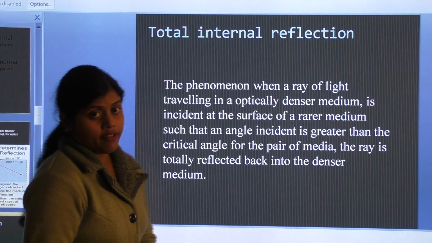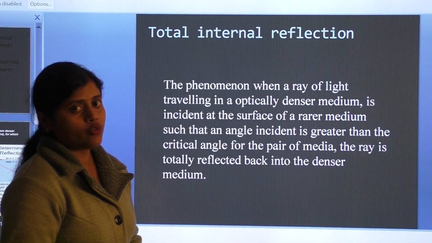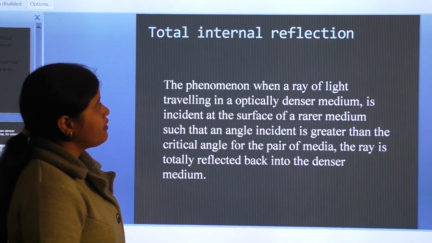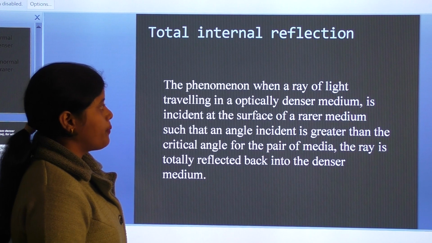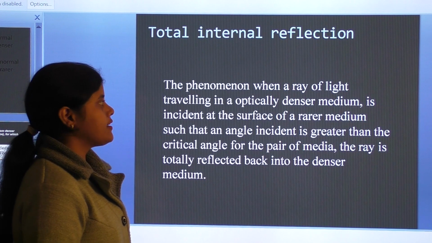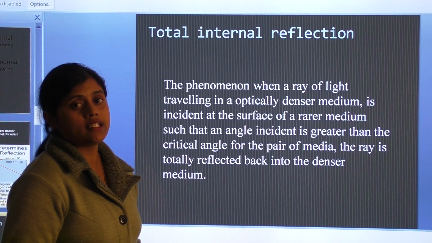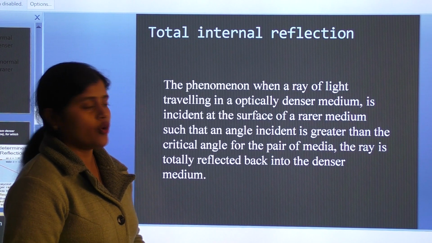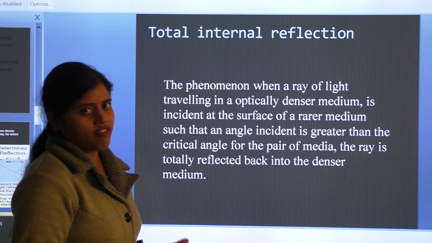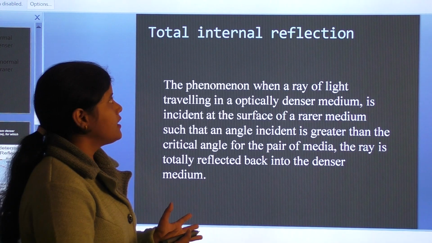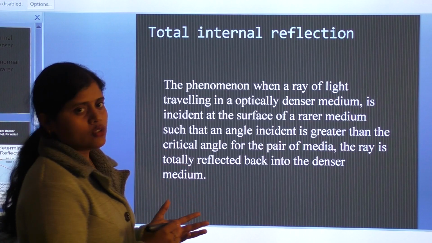So then we conclude that total internal reflection is the phenomenon in which a ray of light traveling in an optically denser medium is incident at the surface of a rarer medium in such a way that the angle of incidence is greater than the critical angle, and then the light is reflected back into the denser medium. That is the phenomenon of total internal reflection.